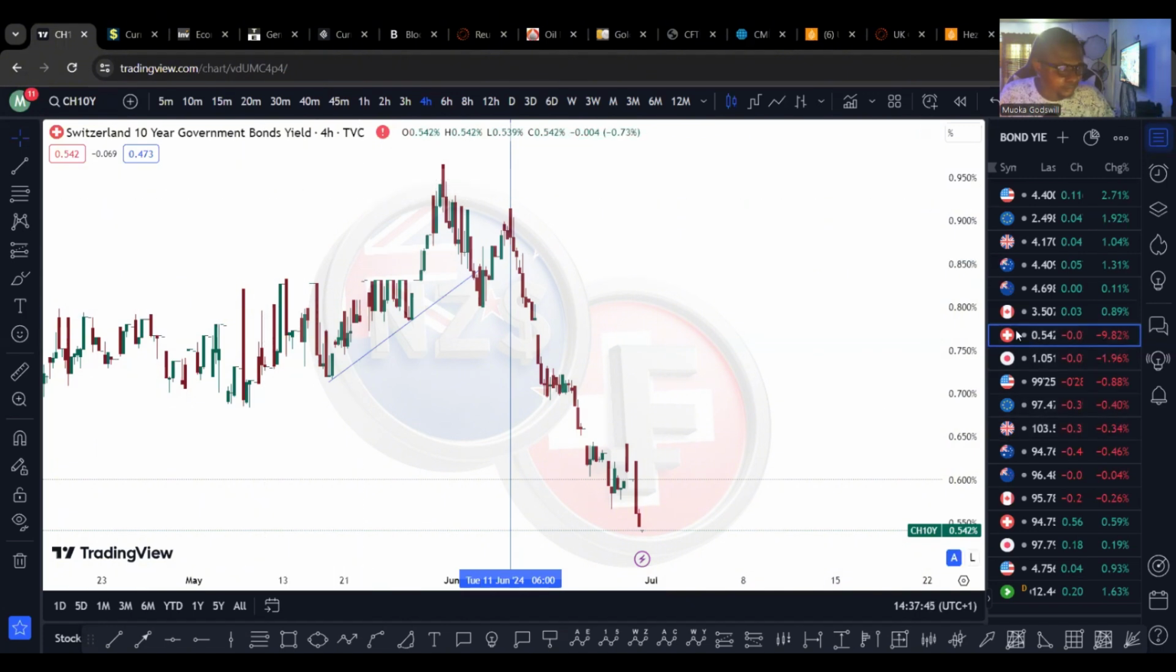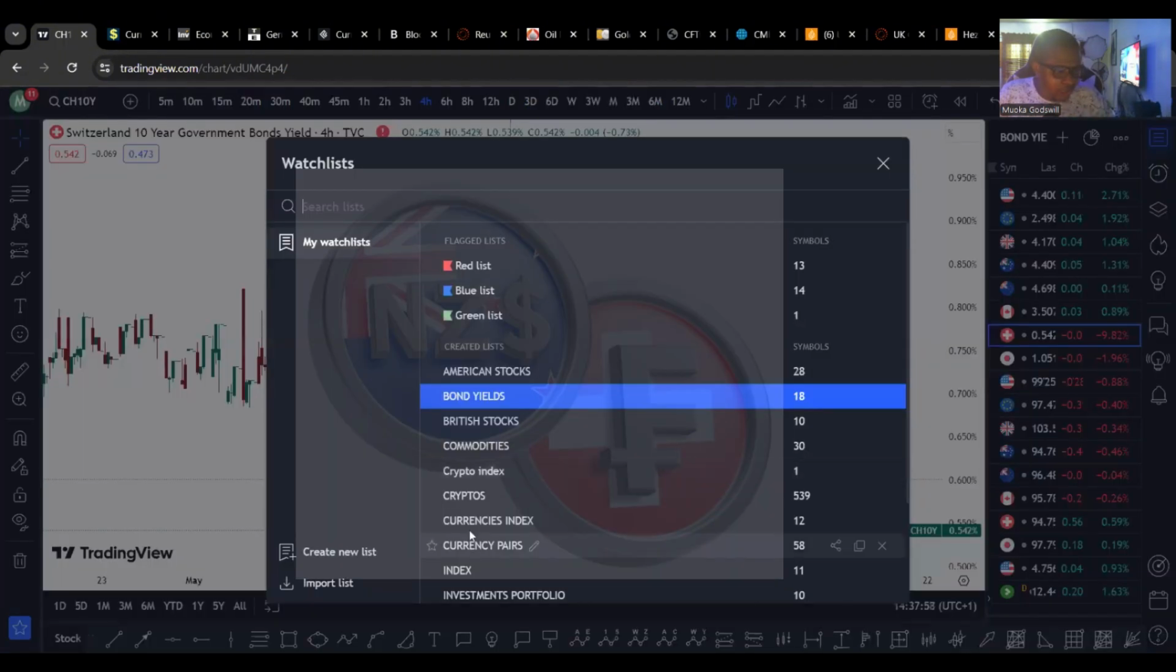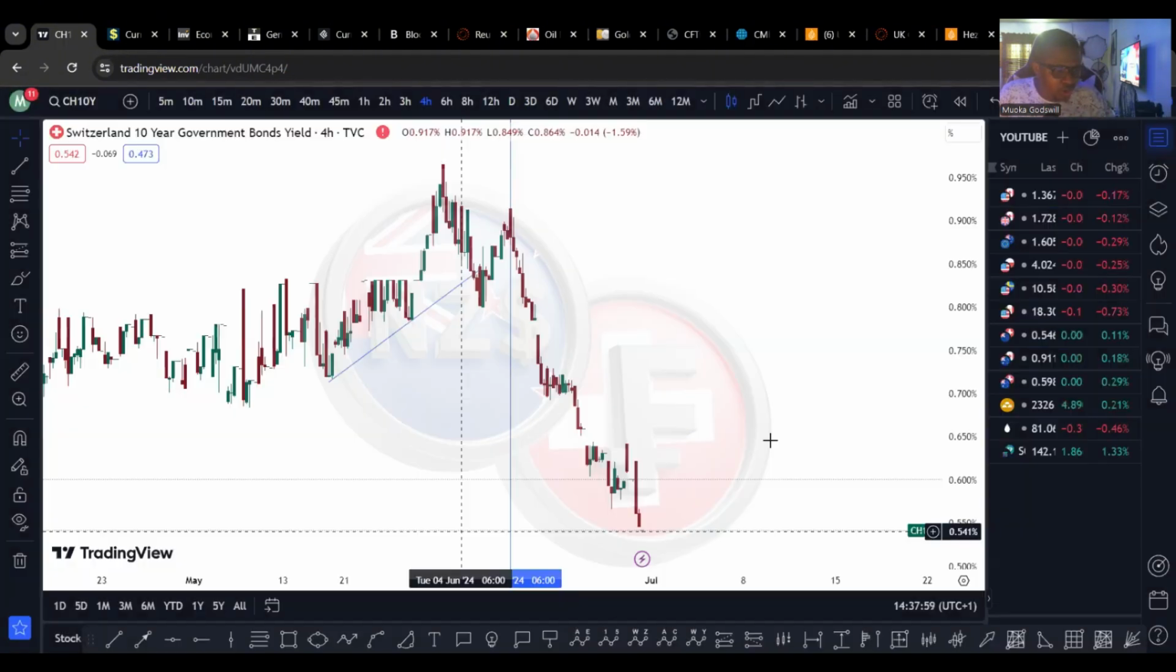So that is it. But interest rates are higher in New Zealand than in Switzerland. So I think for the long term, New Zealand Swiss is heading to the upside. But this week, like we are focusing on, I'm anticipating a push to the upside for New Zealand Swiss.